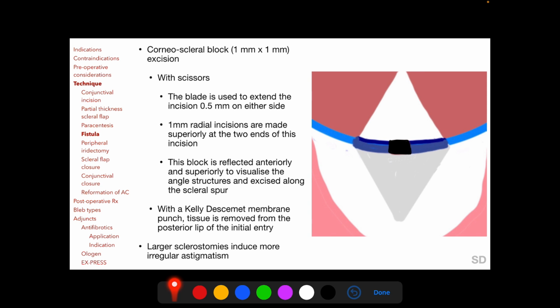To excise the corneoscleral block with scissors, the blade which originally entered into the anterior chamber is used to extend the entry 0.5 mm on either side. Then 1 mm radial cuts are made extending superiorly from the two ends of this initial incision. This direction is with respect to the anatomical position of the eye. Then this corneoscleral block is reflected anteriorly and superiorly and excised along the scleral spur.